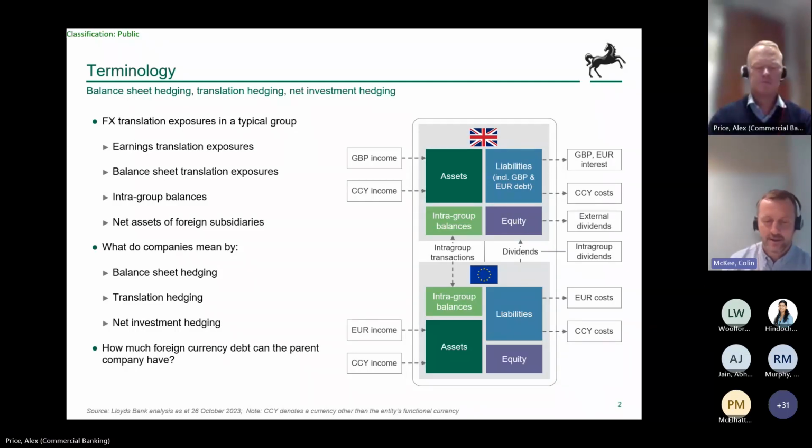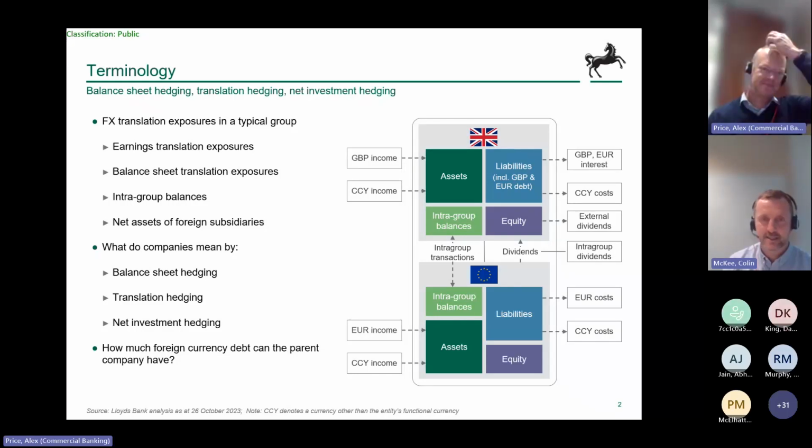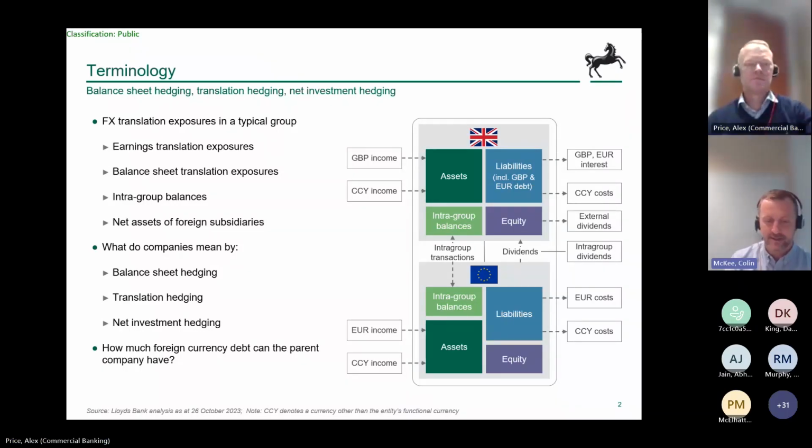To explain this, on page 2, you can hopefully see an illustrative group structure on the right of the page. This is as simple a group as we might get. We have a sterling reporting group headed by a UK company with a sterling functional currency, and it has one subsidiary based in the Eurozone with a euro functional currency. Let's walk through this structure very quickly, and I can then link that into some of the terms I talked about earlier.